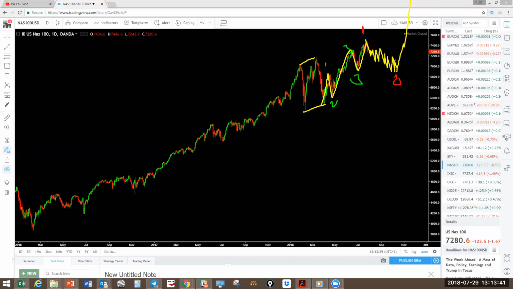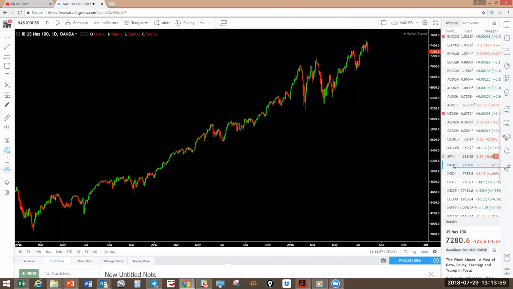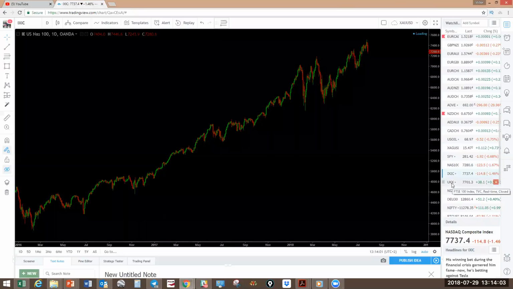1, 2, 3, and we're looking for this 2, and we still have a bigger move to the upside. Okay, so this correction is telling us that we still have continuation to the upside on the indices. Any move to the downside is just correction. Okay, so that is the NASDAQ.